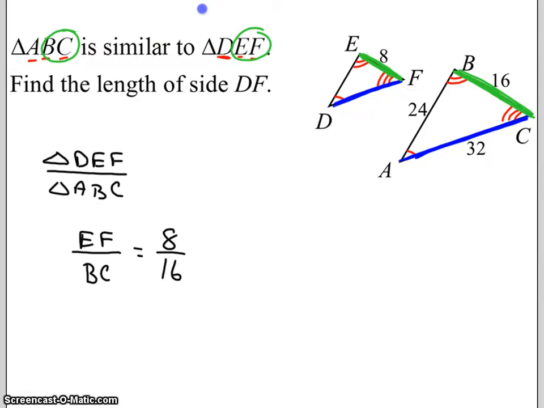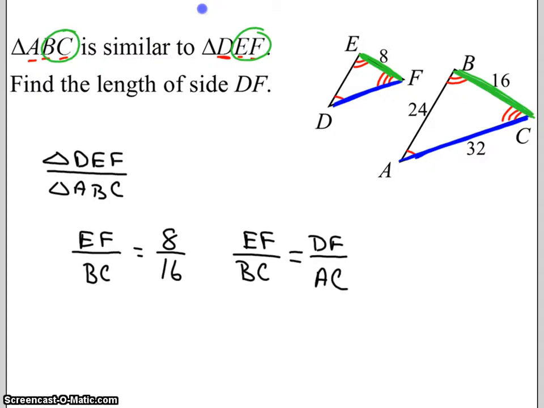As you can see, each corresponding side length in triangle ABC is twice as long as each corresponding side length in triangle DEF. Or you could think of it that each side length in DEF is 1/2 the length. So 8 is 1/2 of 16. So we can set up a proportion. Corresponding sides are proportional here. So we could say that EF is to BC as DF is to AC.